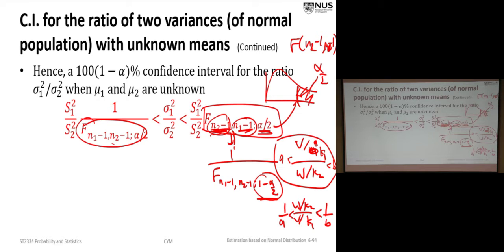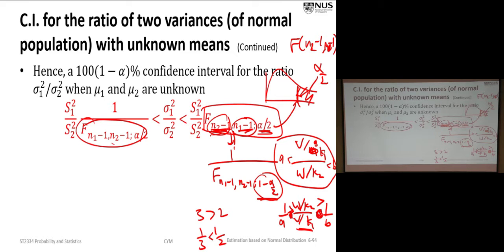Is this correct? No. Once you take the reciprocal, you have to reverse the inequality, right? 3 is bigger than 2, so 1 over 3, compared with 1 over 2, is less. So you have to reverse the inequality. So I just take the reciprocal, change the numerator and denominator. So I got this one.